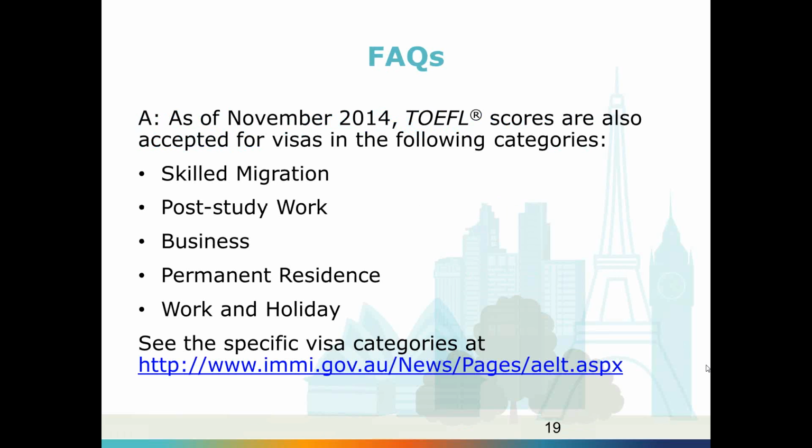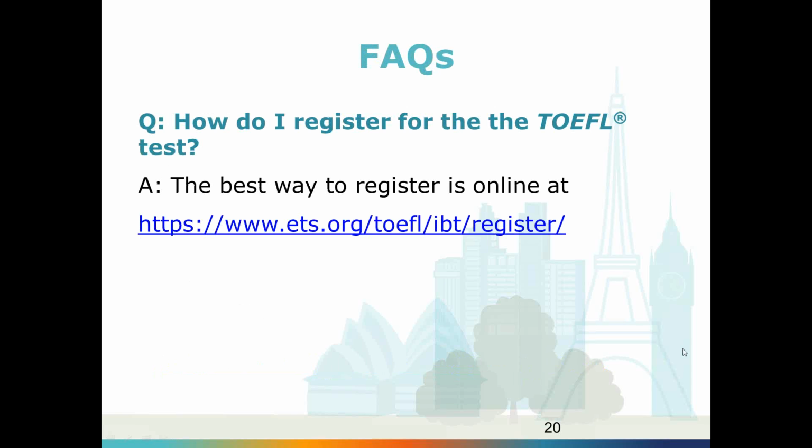As of late last year, TOEFL scores are also accepted for the visas that are outlined below, so a wider range of visas. They're not yet accepted for the 457 visa. That's because the 457 visa program is still under review. Well, it wasn't under review. The review was finished, but then things have changed, and they still haven't finished that review.